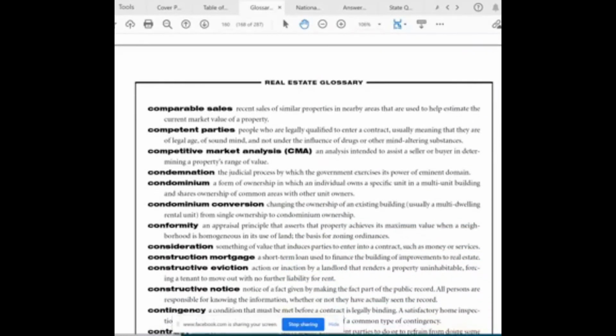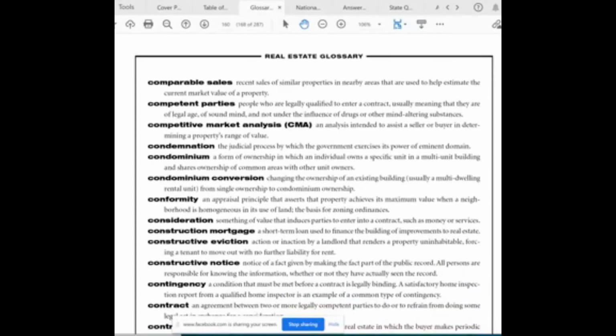Comparable sales. So comparable sales are recent sales of similar properties in nearby areas that are used to help estimate the current market value of a property. Before we recommend a price to our client, we're going to do a market analysis. And we will do a comparable or a competitive.